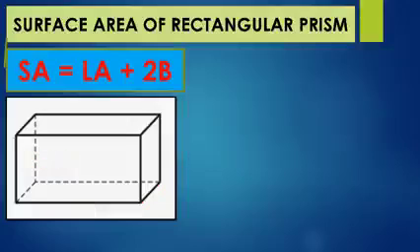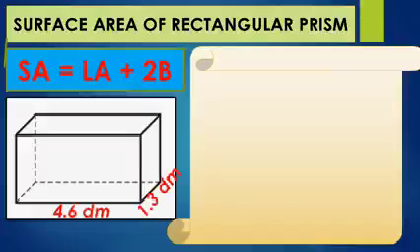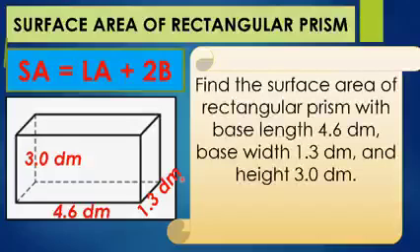Another example. We have the dimensions of your rectangular prism: 4.6 decimeters, 1.3 decimeters, and the height of 3.0 decimeters. Find the surface area of the rectangular prism with base length of 4.6 decimeters, base width 1.3 decimeters, and height of 3.0 decimeters. First step is to copy the formula.